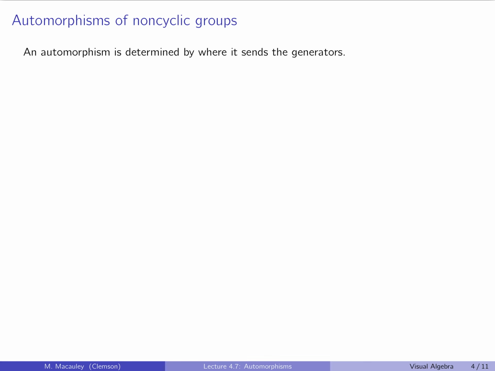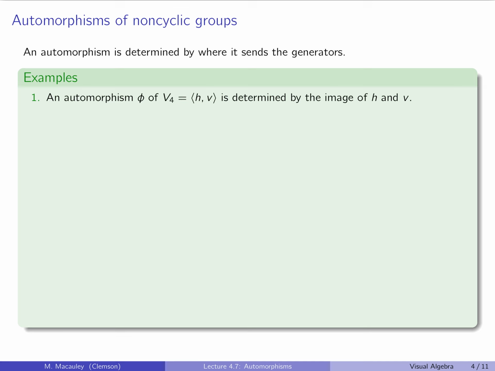An automorphism is naturally determined by where it sends the generators. Once we know that, we can use the homomorphism property to figure out where it sends everything else. Let's do two examples of automorphisms of noncyclic groups. An automorphism of V₄ is naturally determined by where it sends H and V. There are three choices for H. Now, H can be sent to any non-identity element, and then there are two choices for V, because it can't be sent to the same thing as H, because this has to be a bijection. Therefore, there are 6 automorphisms of V₄, and I'm also claiming that all of these actually work.